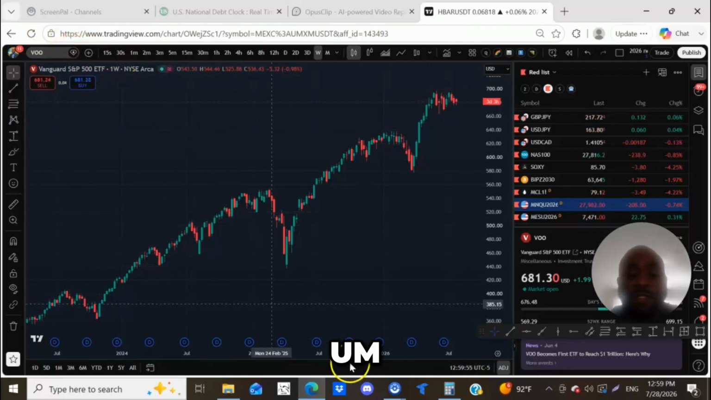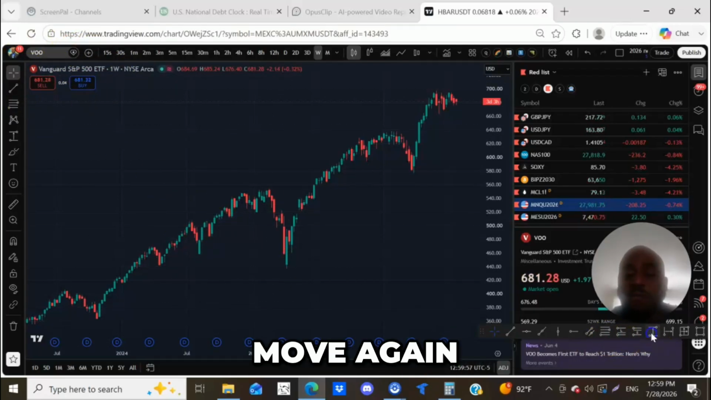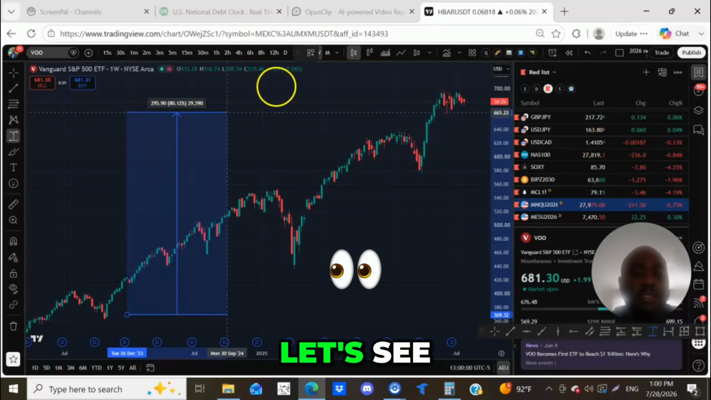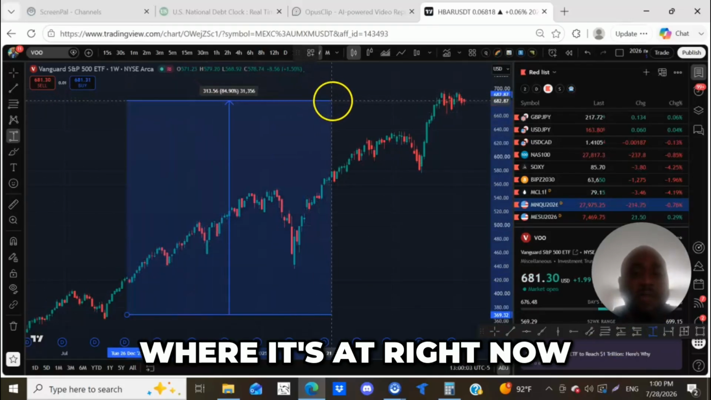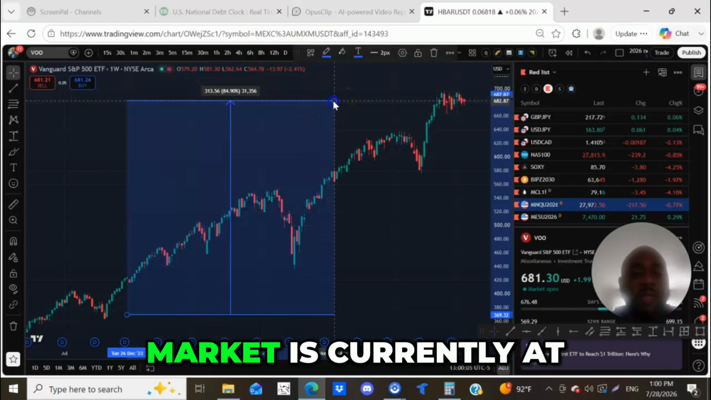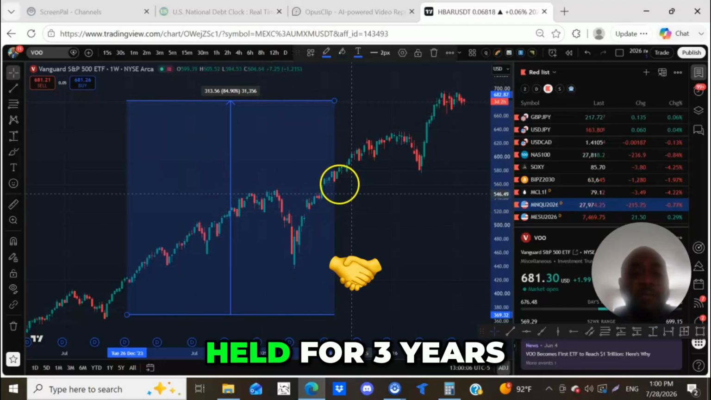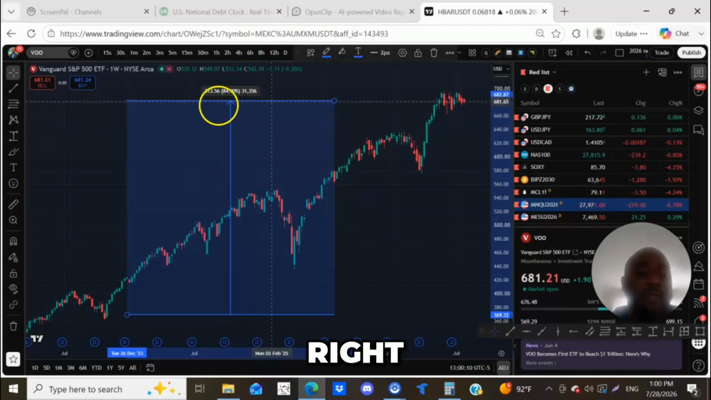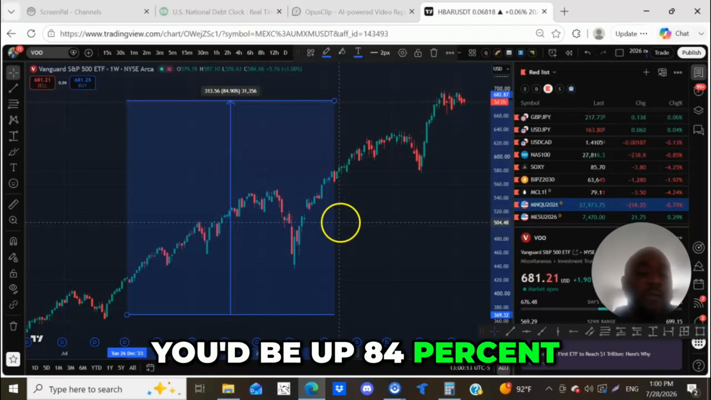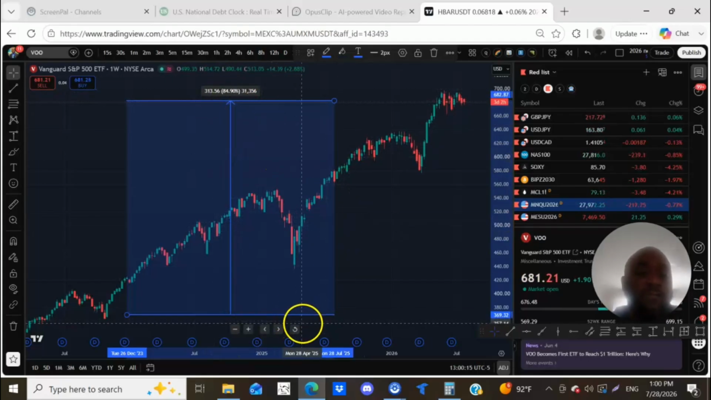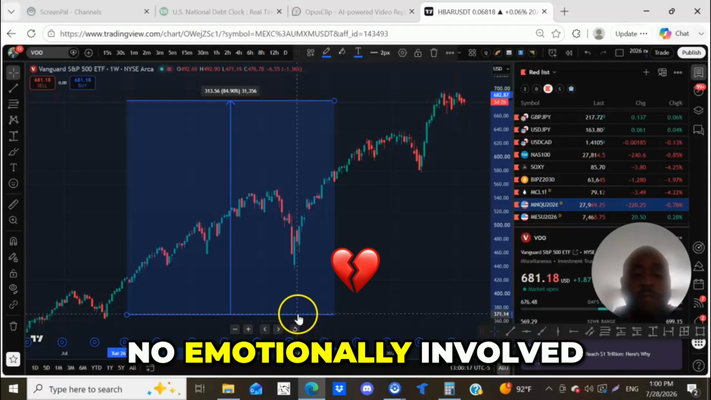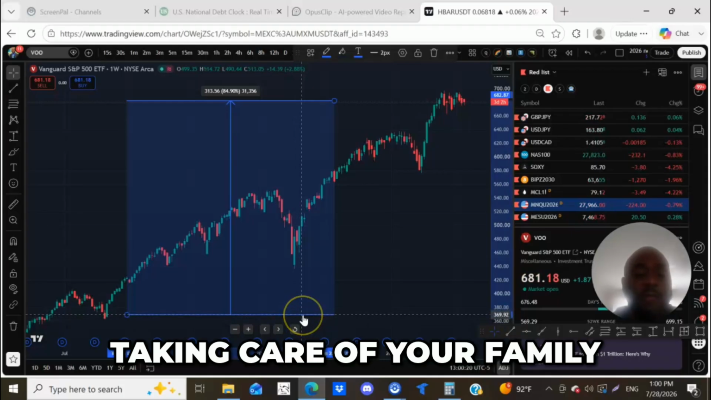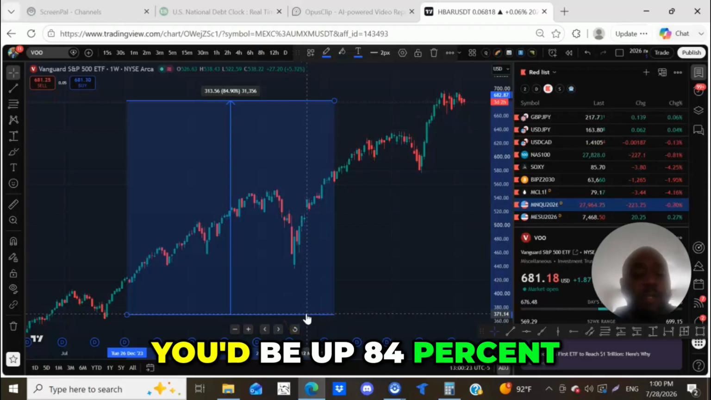Okay. Let's just measure this move again. We're gonna pull out some of these tools. All right. Let's see where it's at right now, because this is where the market is currently at. If you would have just held for 3 years, remember it's money you don't even know that you didn't have, right? You'd be up 84%. No emotion involved, just going to work, paying the bills, taking care of your family. You'd be up 84%.